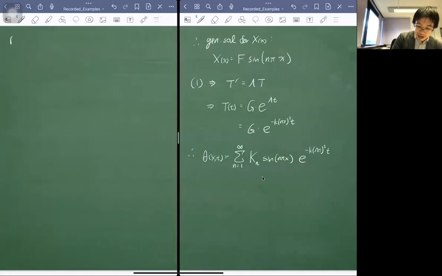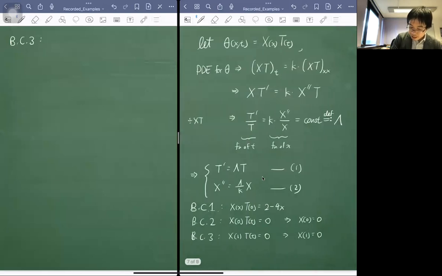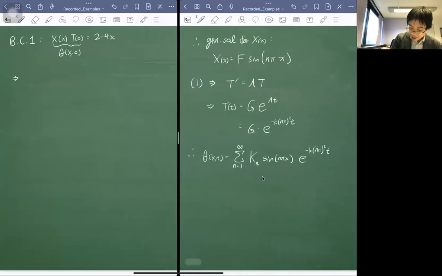We apply the last but not least boundary condition number 3. Boundary condition number 3, what was it? Let's try to remind ourselves. It's saying x of t equals 2 minus 4x, basically saying theta of x, sorry, x of t equals 0. Basically saying this equals that. Okay, what does that mean? Well, we have this already. Let's apply this in here.